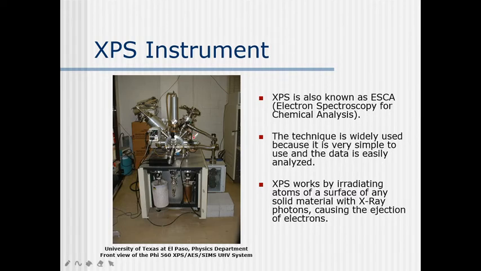XPS works by irradiating the atoms of the surface of any solid material with X-ray photons. Now, if there is a solid surface, X-rays will be put on that particular surface, causing an ejection of electrons. So, if there is a solid surface, we can just bombard X-rays on the surface and then the electrons get ejected.